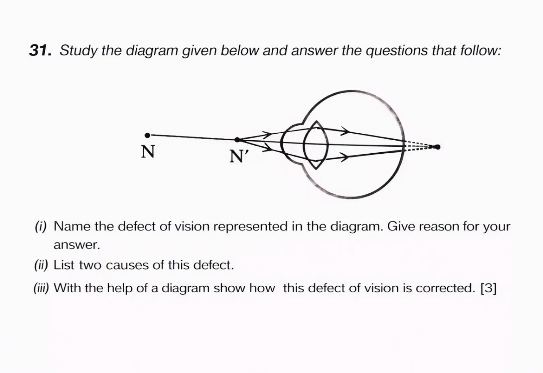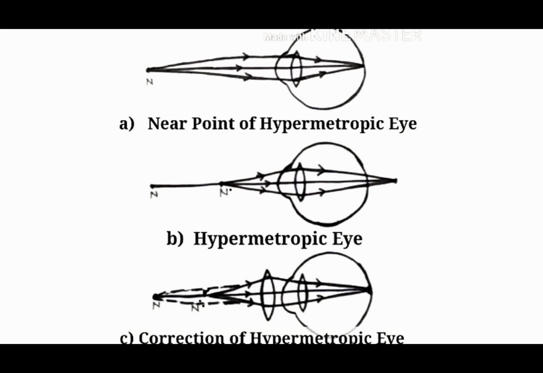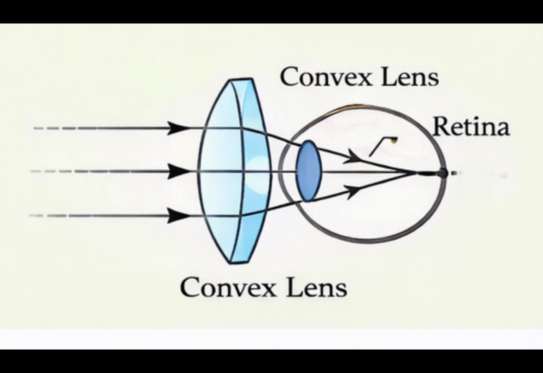Next, third question. With the help of the diagram, show how this defect of vision is corrected. So we know that hypermetropia can be corrected by using a convex lens of suitable power. So why should we draw a convex lens? The convex lens converges the light rays before they enter the eye so that the image is formed on the retina. By using a convex lens, we can reduce hypermetropia. The convex lens converges the rays and forms the image on the retina.